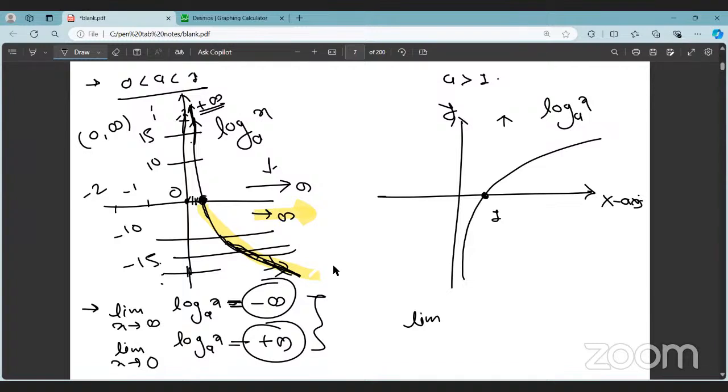Similarly, we can observe here that the limit as x goes to infinity of log base a of x is infinity, because it's growing in the positive y-axis direction. And similarly, if I take the limit as x goes to 0, again taking 0 for the obvious reason of the domain, then log base a of x is actually minus infinity, right?